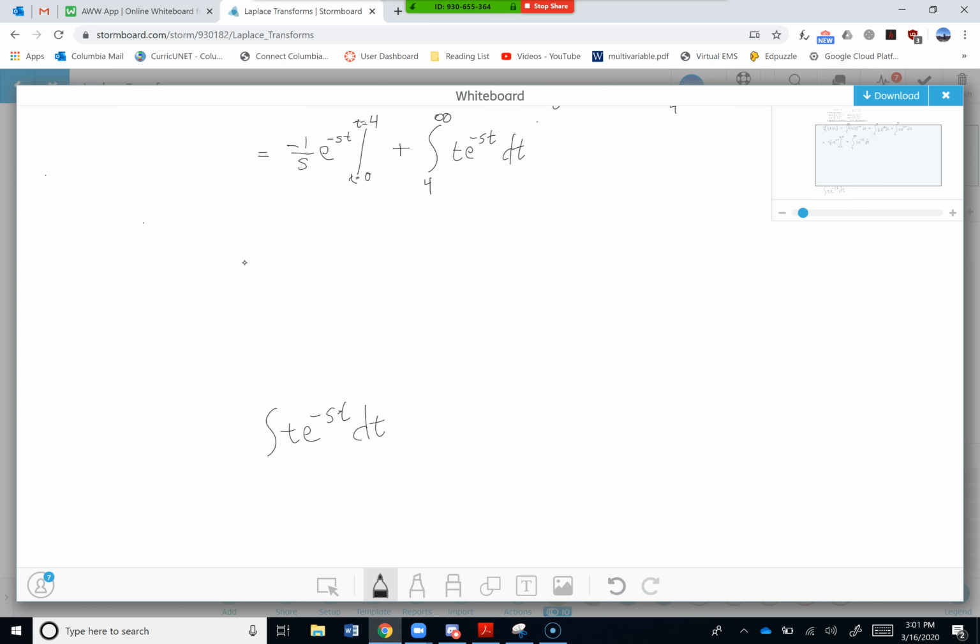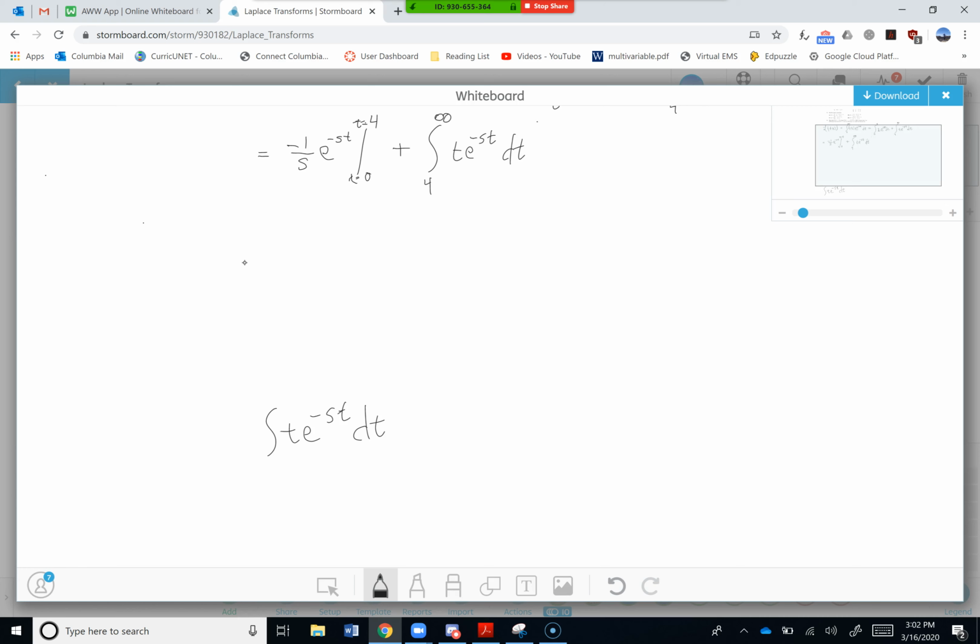And I just need to integrate t e to the minus st dt. What's your technique for that? Looking at the tables. Like in the back of the Calc 2 book? Or the back of the handout that you gave us.